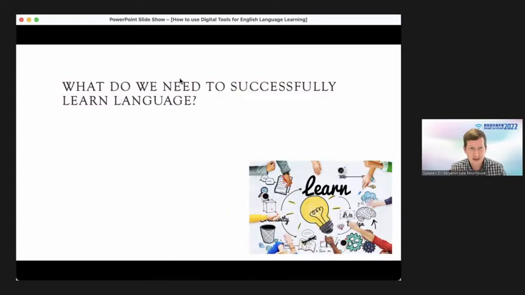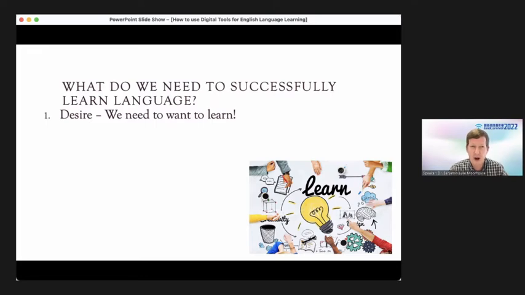But first, I just wanted to think about, what do we need to be successful to learn? What do we need to successfully learn language? Okay, so for me, there's 3 things we need. One is the desire. We need to want to learn. Okay, so if we don't want to learn English, then it's going to be very hard for us to learn because we're going to put up this filter that says, I don't want to learn, I don't want to learn, I don't want to learn. And when we do that, we won't learn. So we definitely need the desire. We need to want to learn.